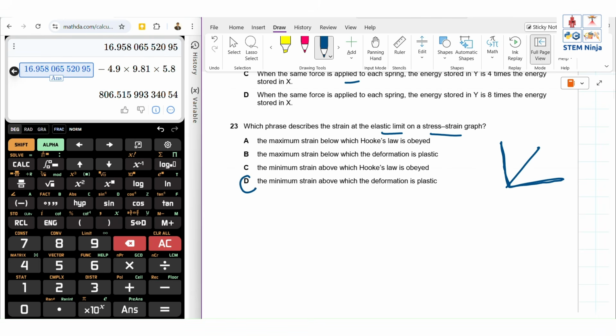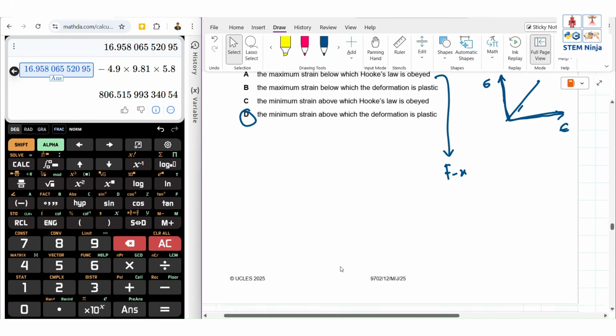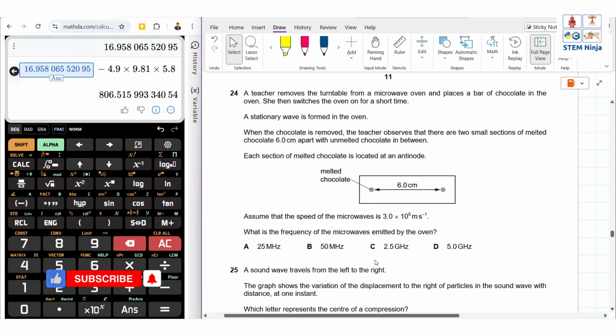This is correct. So Hooke's law is from the force extension graph. When you have stress strain graph, the gradient is actually Young's modulus. So straight line would indicate the Young's modulus, not the Hooke's law. So 23 is D. A teacher removes the turntable from microwave oven and places a bar of chocolate in the oven.